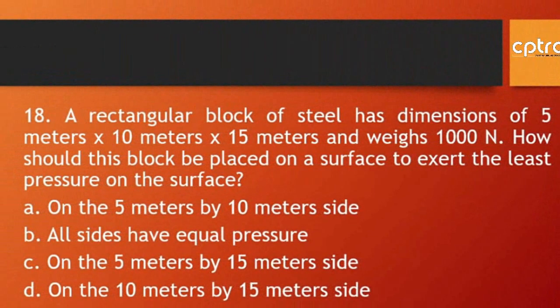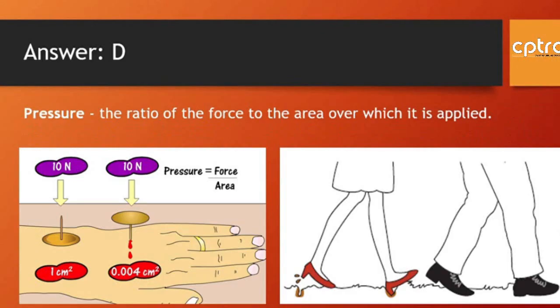18. A rectangular block of steel has dimensions of 5 meters by 10 meters by 15 meters and weighs 1,000 newtons. How should this block be placed on a surface to exert the least pressure on the surface? The answer is letter D.